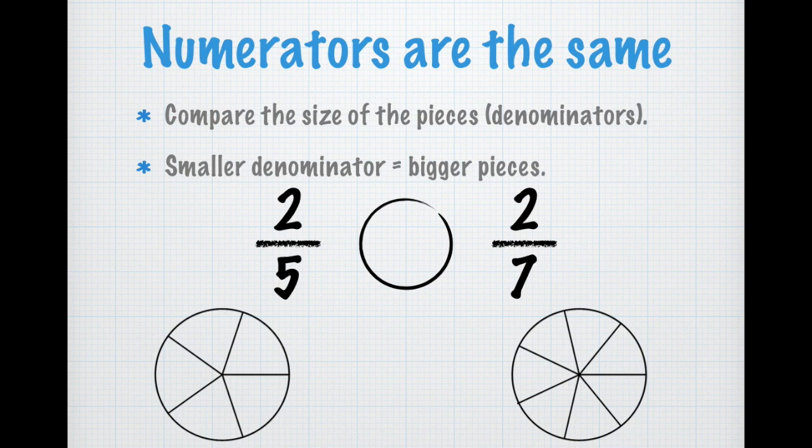When the numerators are the same, I want to compare the size of the pieces, the denominators. And my smaller denominator means I'm going to have a bigger piece. So for 2/5, I shade in 2 of the 5 pieces, and for 2/7, I shade in 2 of the 7 pieces. Sharing with 5 people means I'll get more than I share with 7. My smaller denominator means I'm getting a bigger piece. So 2/5 is greater than 2/7.